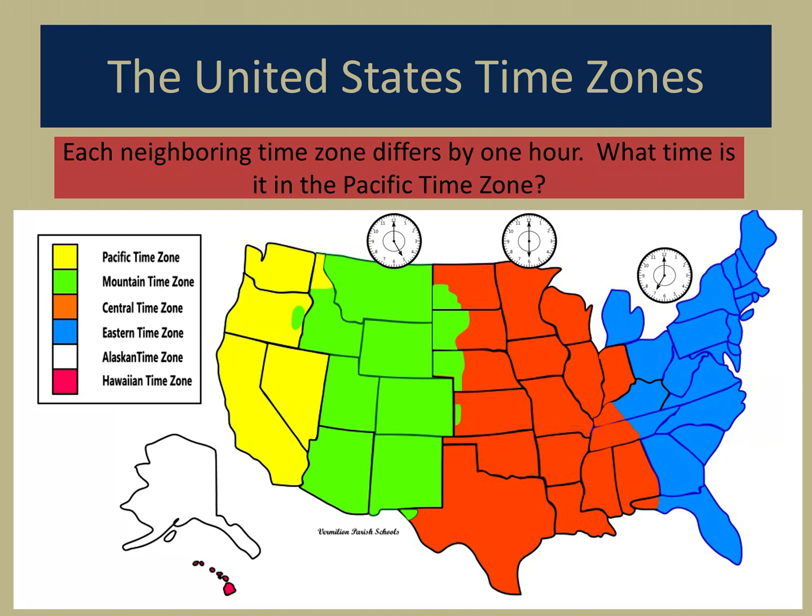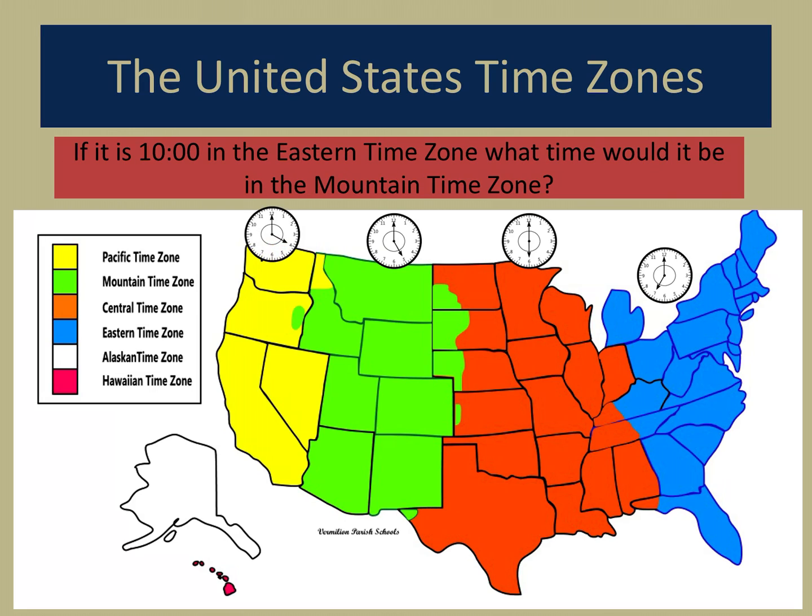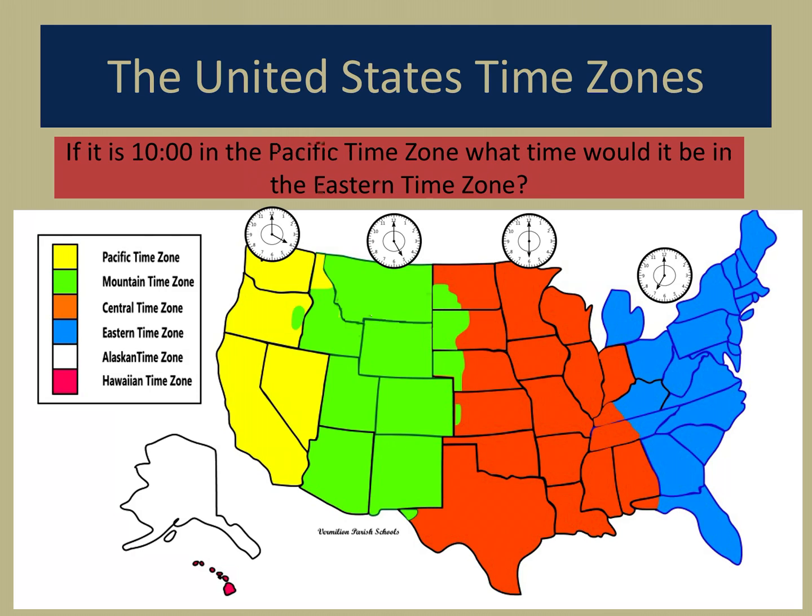All right. Each time zone differs by 1 hour. If you look at the clocks, what time should it be in the Pacific time zone? Very good. It should be 4 o'clock. If it's 10 o'clock in the Eastern time zone, what time would it be in the Mountain time zone? That's right, it's 8 o'clock. If it's 10 o'clock in the Pacific time zone, what time is it in the Eastern time zone? That's right, it's 1 o'clock.